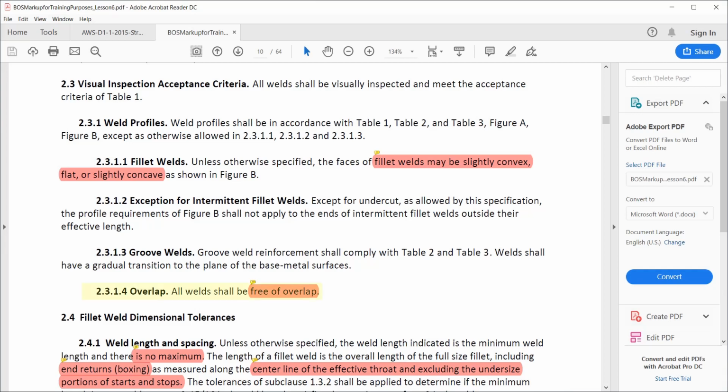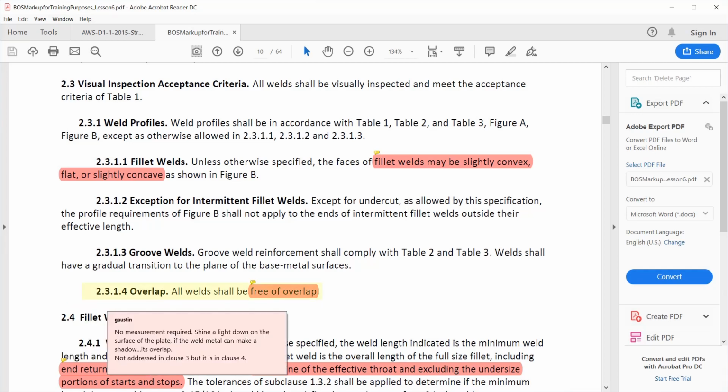Overlap. All welds shall be free of overlap. Okay, no measurement required. And one of the ways you can check for that is just shine a light down on the surface of the plate. If the weld metal can make a shadow, in my book, it's overlap.